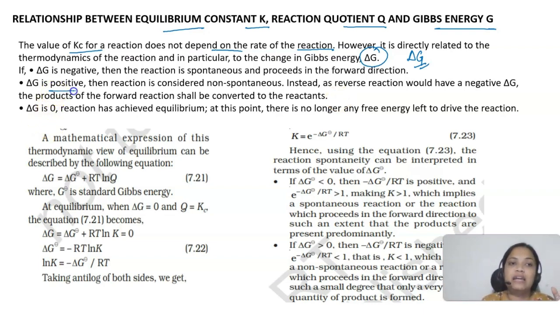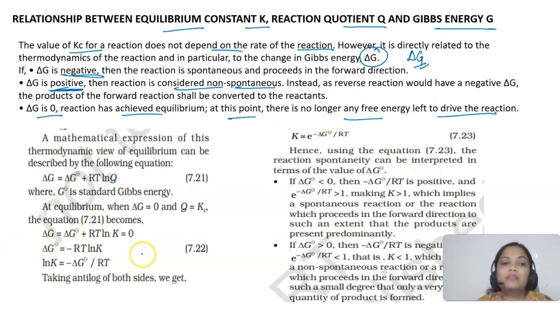Now we know that if the delta G value is positive, the reaction is considered non-spontaneous, means the reaction will not proceed in the forward direction. But if delta G is positive for the forward direction, then for the reverse reaction delta G would be negative. It means the reverse reaction would be favorable, so the products will be converted back to the reactants. And if delta G is 0, the reaction has achieved equilibrium. At this point there is no longer any free energy left to drive the reaction.